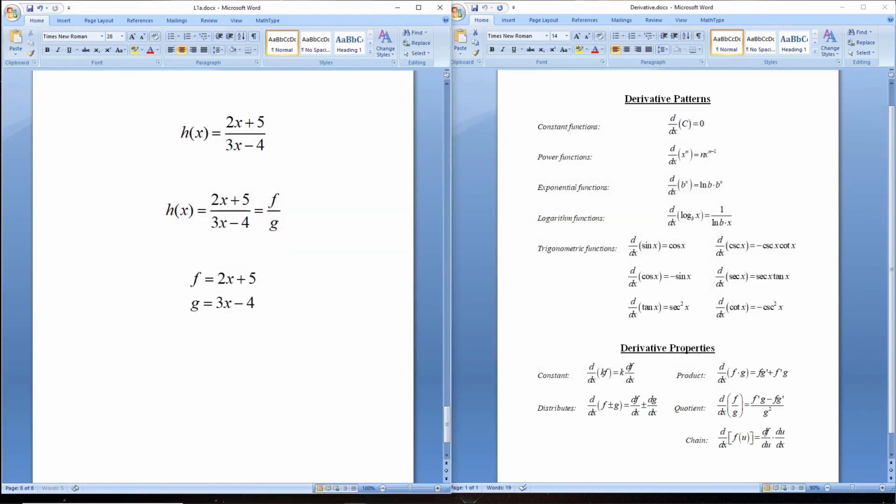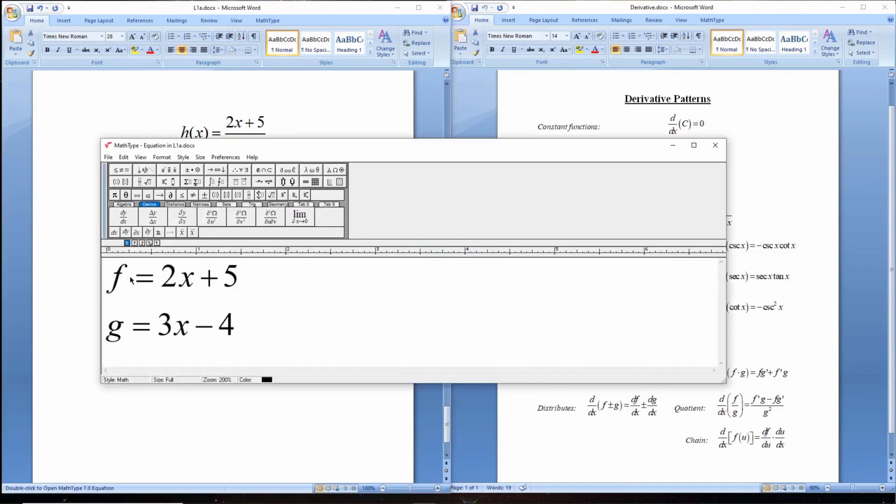And the next thing we're going to do is get those derivatives. So we can do the derivative term by term because it distributes. The derivative of 2x is 2. And the derivative of a constant is 0. Going to G, term by term, the derivative of 3x is 3. And the derivative of a constant is 0.